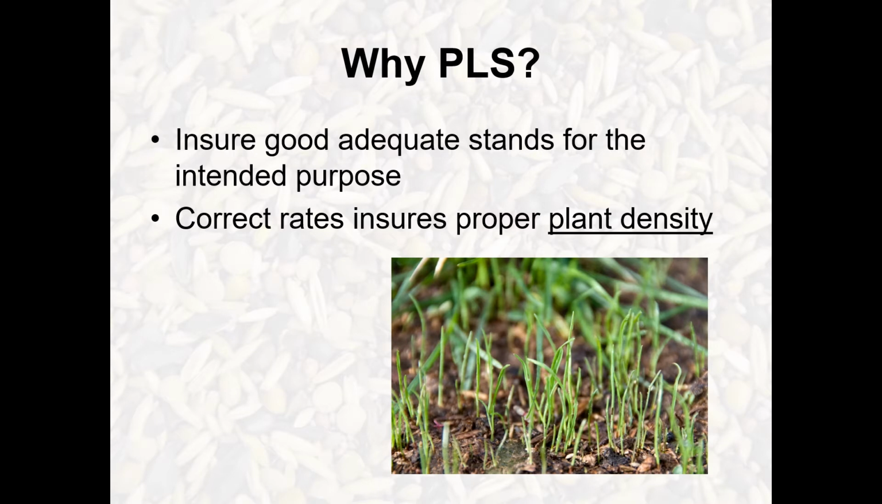Why do we want to use pure live seed? Pretty simple. The quality of seed varies a lot, and you want to make sure that you're getting enough viable seed planted to get the stand that we're going to need to meet the resource concern. If half of that seed is not viable, then more bulk seed is going to be needed to be planted in order to get a sufficient amount of viable seed per square foot to meet the recommended seeding rate.